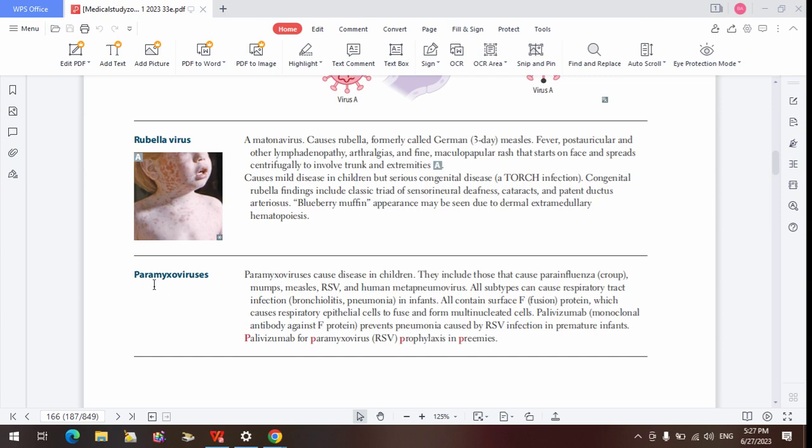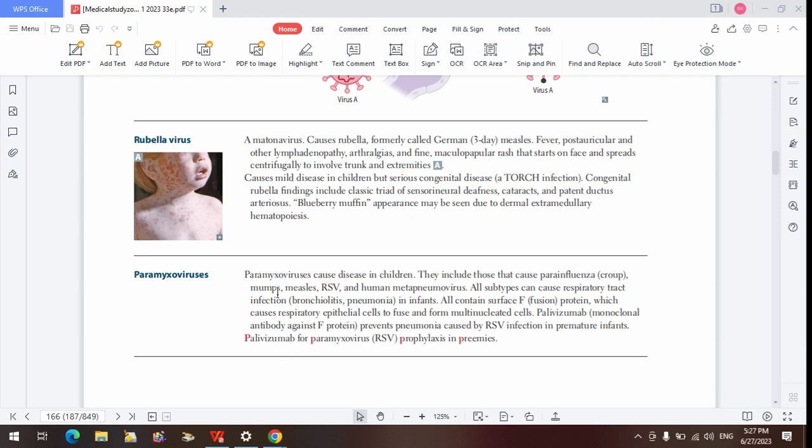So what are those peculiarities? All of them can cause pneumonia too. And parainfluenza virus typically causes the croup, and we have said croup is what?